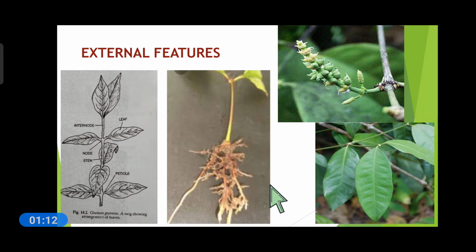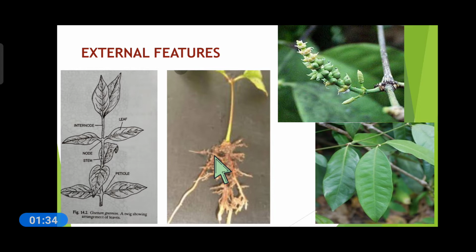These Gnetum plants resemble angiosperms. They resemble angiospermous plants, and their plant body is differentiated into the roots, the stem, and the leaves, as you can see here. So let us talk about the root, the stem, and the leaf now.